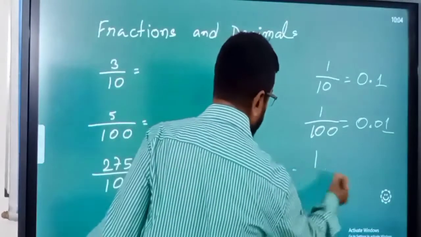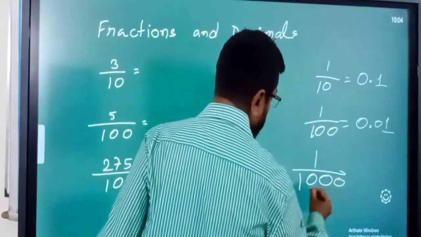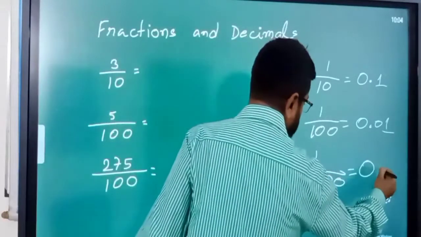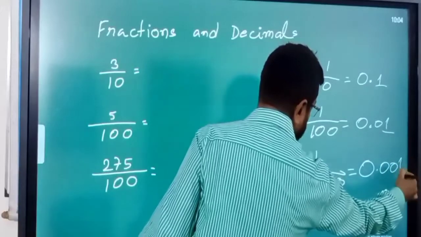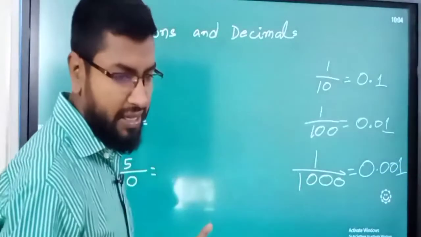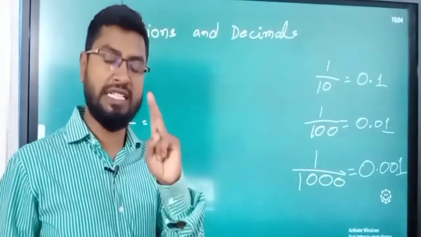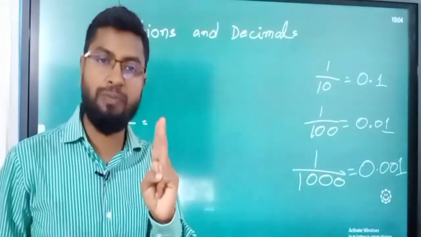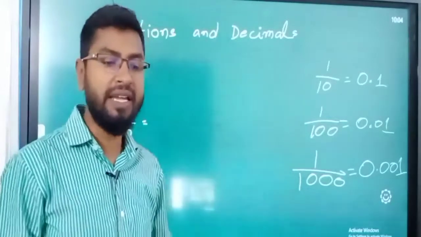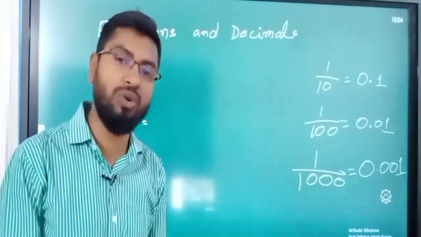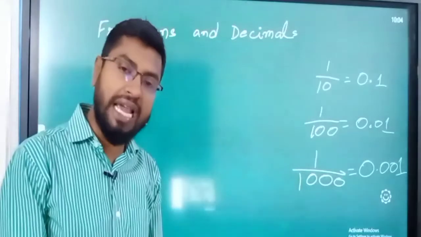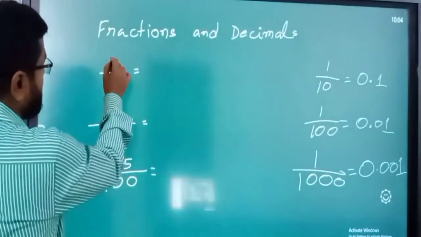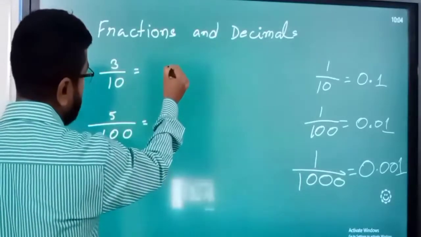If there is 1000 in the denominator, how many zeros are there? 3 digits. So after the decimal there will be 3 digits. Keep it in your mind. 10 for 1 digit, 100 for 2 digits, and 1000 for 3 digits. Like this way it will increase. Clear? Look, it is 3 by 10. I will write first 3.